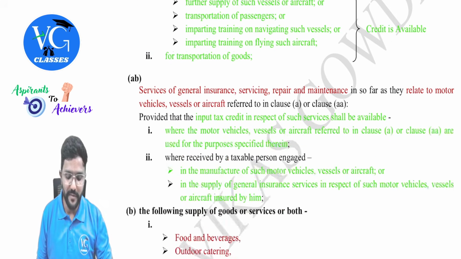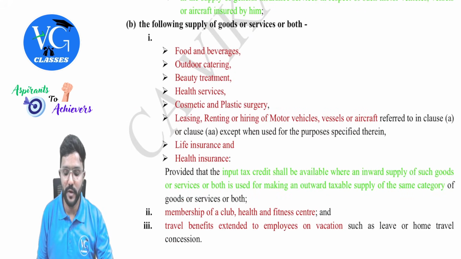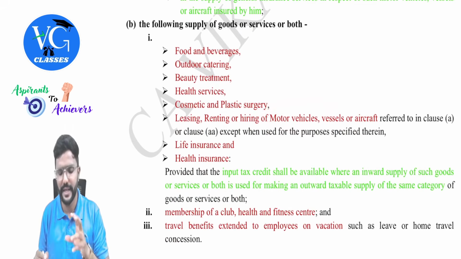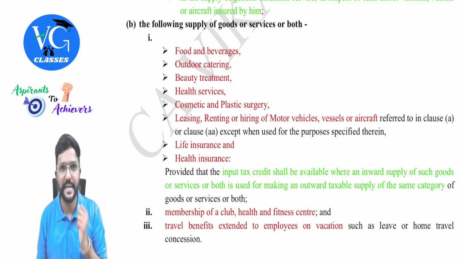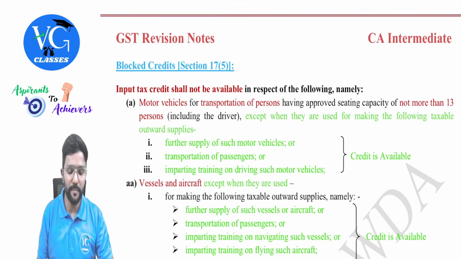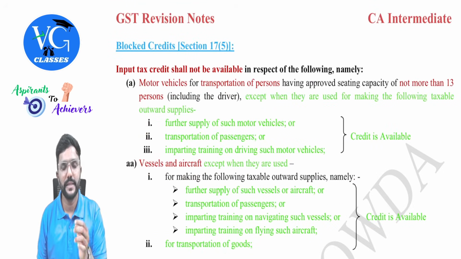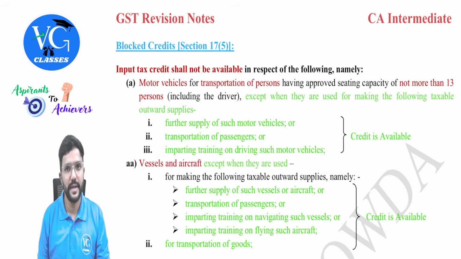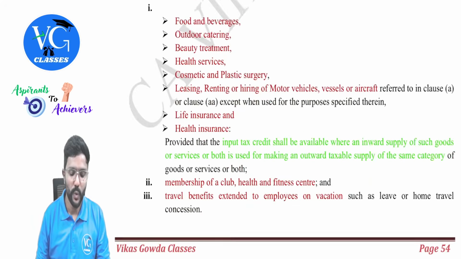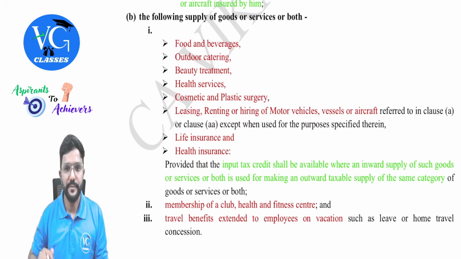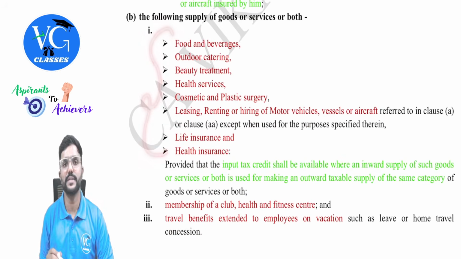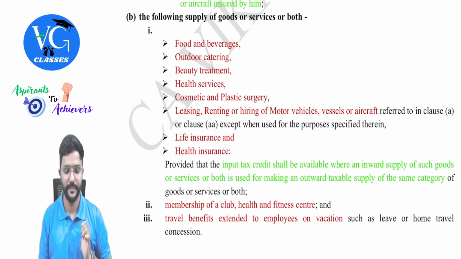Yes. So whatever motor vehicle you are taking, and actually vessels and aircraft are not covered here, only motor vehicles. Whatever motor vehicle you are taking on rent, if it is used for the following purposes, in that case, whatever GST is paid on the rent amount, credit is available. Credit is available, guys. Okay, sir. Okay, let me continue. Then life insurance and health insurance. If you have taken any of this as an inward supply on which GST is paid, credit is blocked.